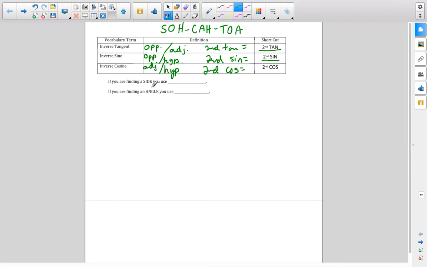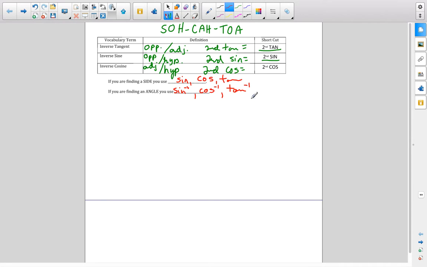So if you're finding a side, you're always going to use, just like we've been practicing, sine, cosine, and tangent. But when you're finding an angle, you're going to use second sine, or sine to the -1, cosine to the -1, tangent to the -1. That's telling the calculator that, hey, I've got a couple of sides here. Can you give me the angle?